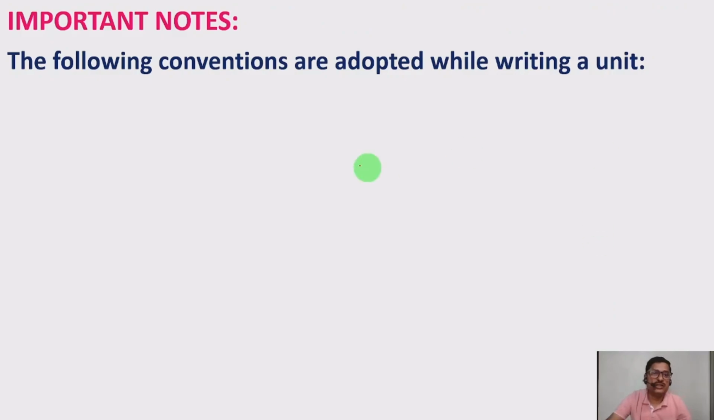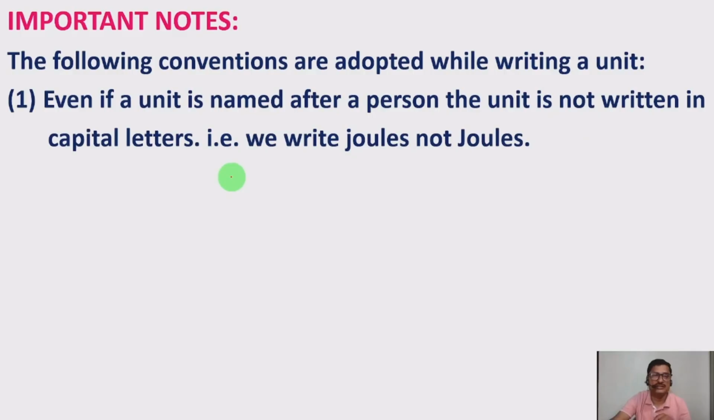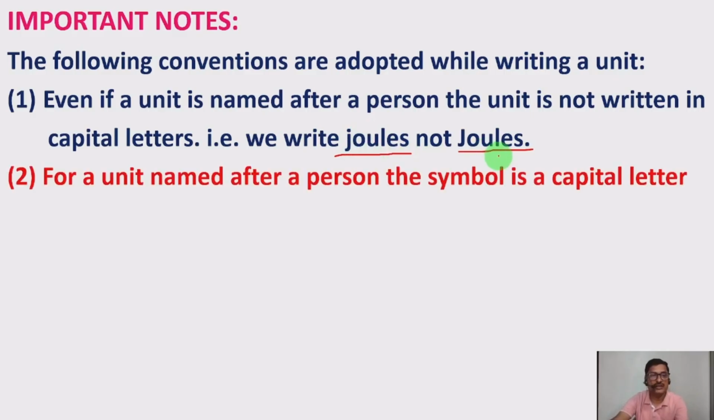The important notes about these units are as follows. The following conventions are adopted while writing a unit. Even if a unit is named after a person, the unit is not written in capital letters. That is, we write joule, not Joule. The full unit name which you write, that is joule, we have to write in lowercase, not Joule, even though joule is the name of the scientist.